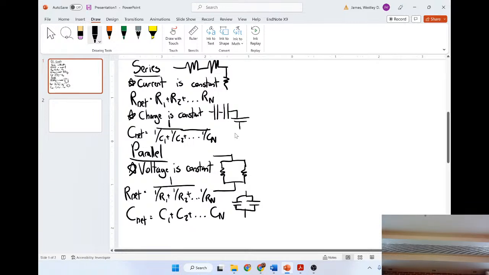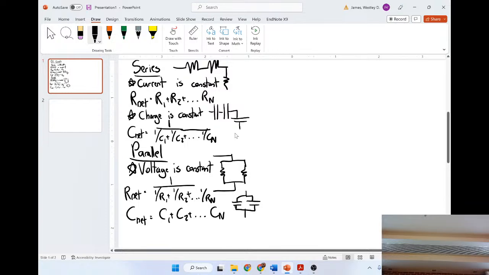So the challenge in this section is your ability to identify series circuits versus parallel circuits, and to identify that current is constant in series and voltage is constant in parallel. That's the challenge for you all. If you can do the ones in the problem set, you will be good to go.